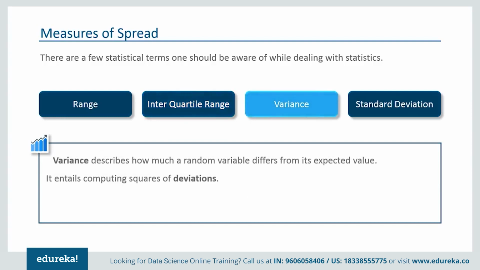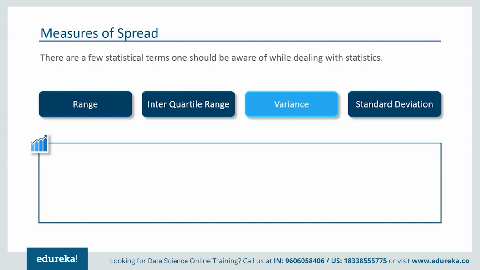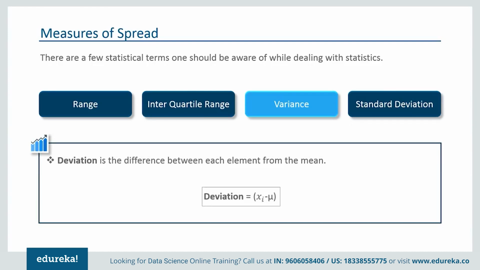Next, we have variance. A variance basically describes how much a random variable differs from its expected value. It basically entails computing squares of deviation. I'll explain to you in just a little while. Now, there are a few crucial terms which fall under this. The first one is deviation, which is basically the difference between each element from the mean. You can see the formula is given below.